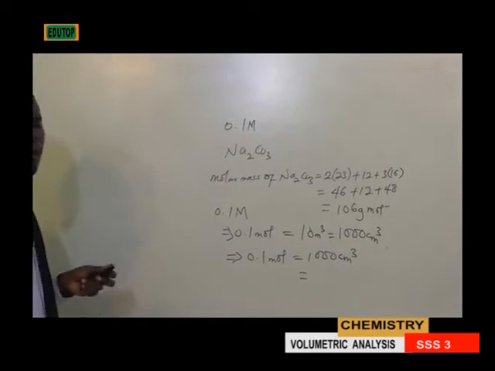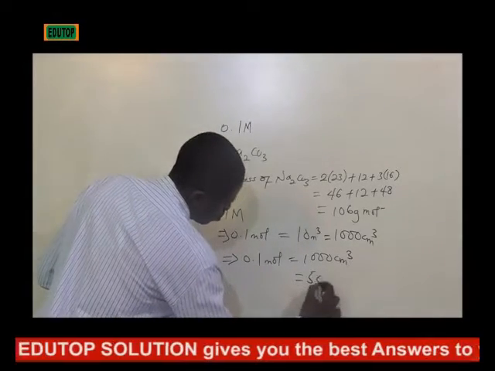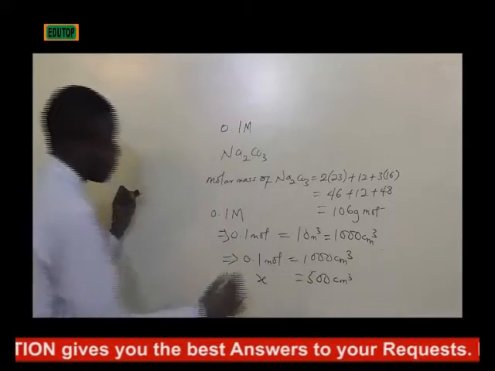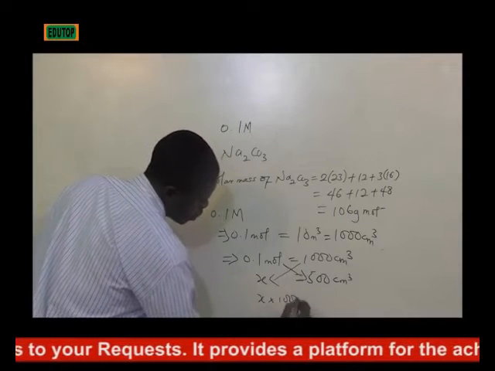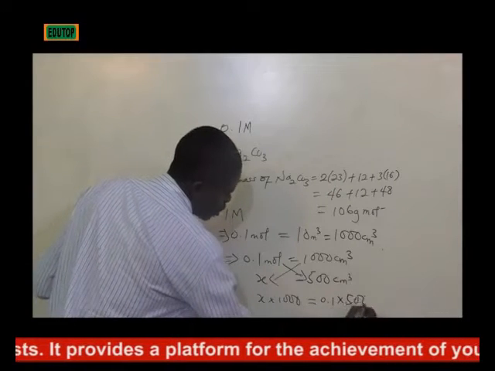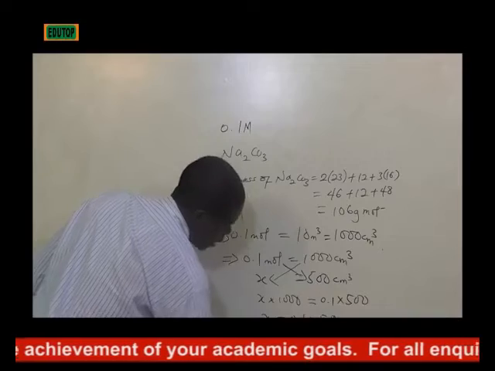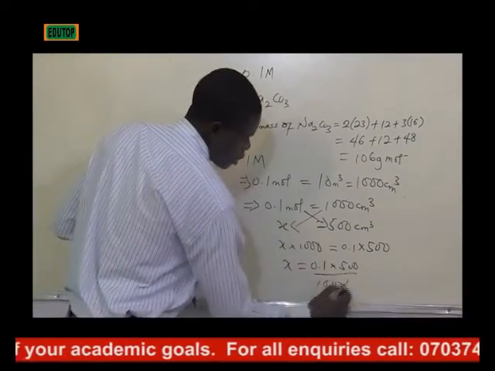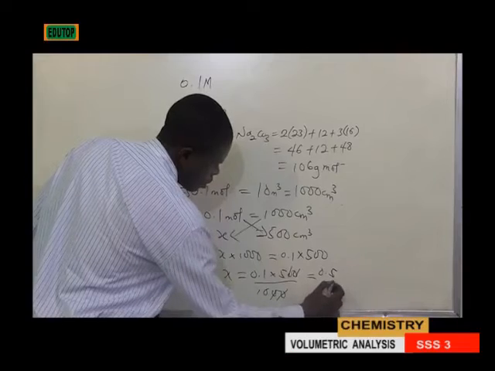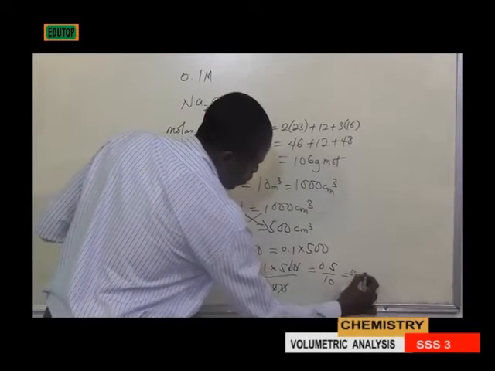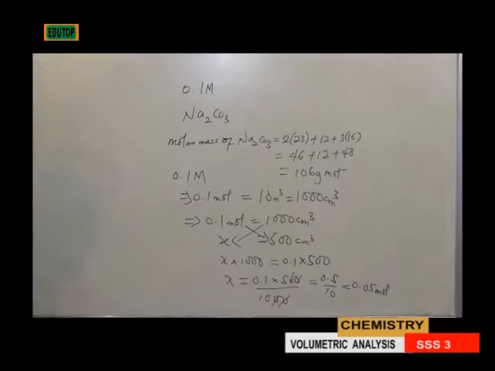So what would be the number of moles for the volume of 500 cm cube? That will be x. To calculate this x, we cross multiply. So x times 1000 equals 0.1 times 500. Divide both sides by 1000, and I'm going to have 0.1 times 500 over 1000. This cancels this cancels this. Then this becomes 0.5 divided by 10, which equals 0.05 mole. This is the moles in 500 cm cube.